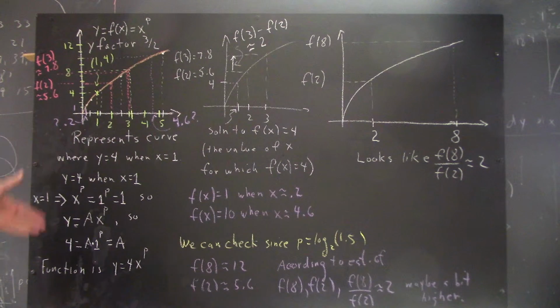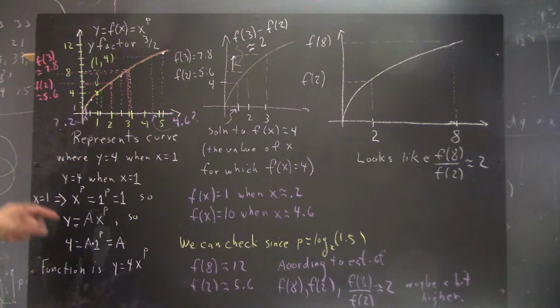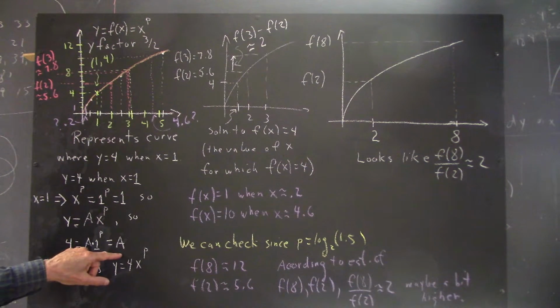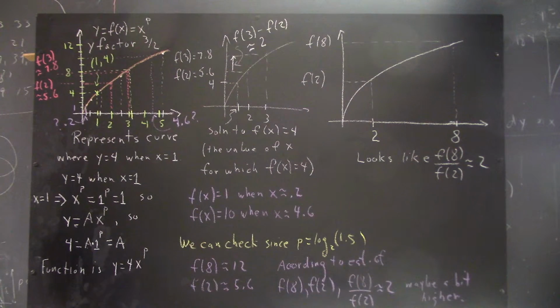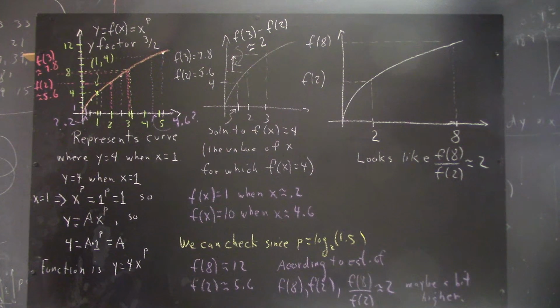A little blurb over here. This represents a curve for y is 4 when x equals 1. So y equals 4 when x equals 1. If it's y equals x to the p, well, 1 to the p is 1 no matter what p is. If y equals a x to the p, then 4 equals a times 1 to the p, which is equal to a. That means a is 4, and our function is y equals a x to the p, with a equal to 4, so our function is y equals 4x to the p, where p is the log to the base 2 of 3/2.